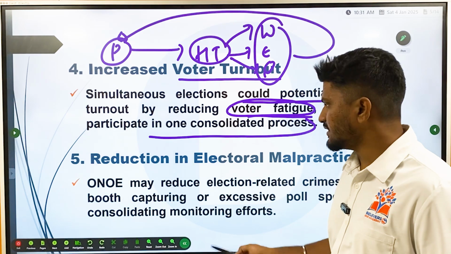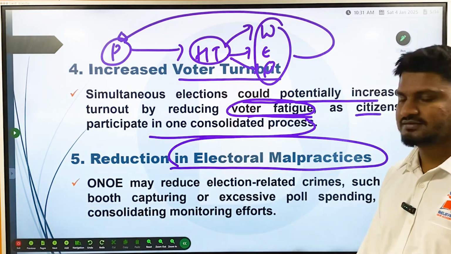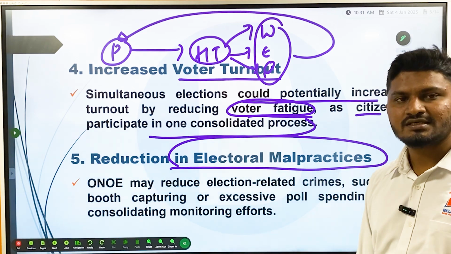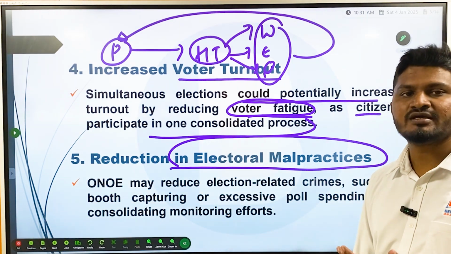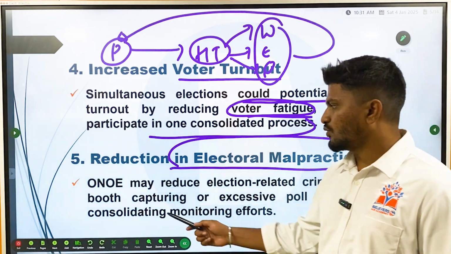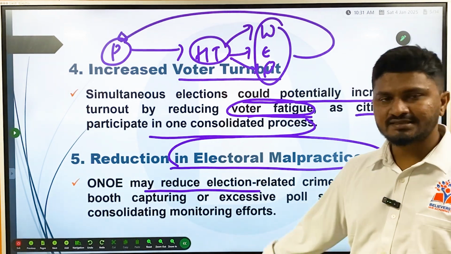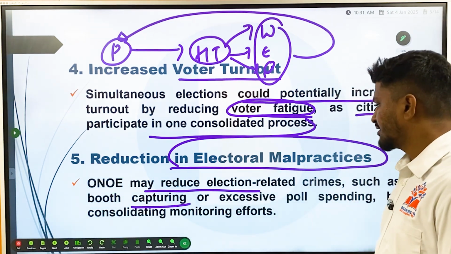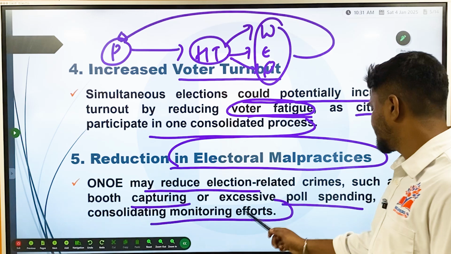Okay, then it is going to reduce election malpractices, because with one election, malpractice will be very less. With more elections, malpractice will be more. That is what. One Nation, One Election may reduce election related crimes such as booth capturing or excessive poll spending by consolidating monitoring efforts.